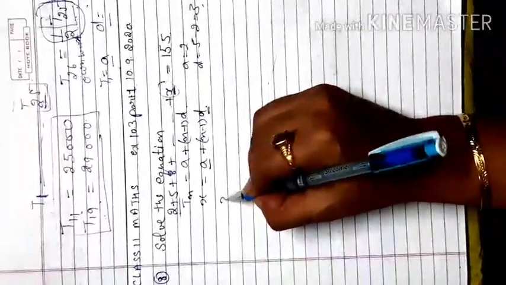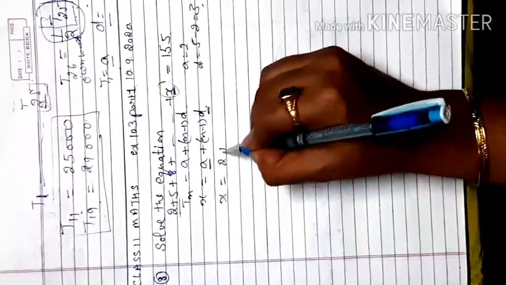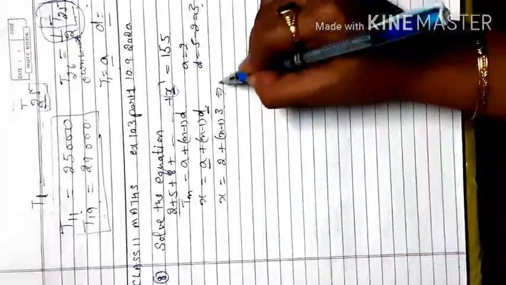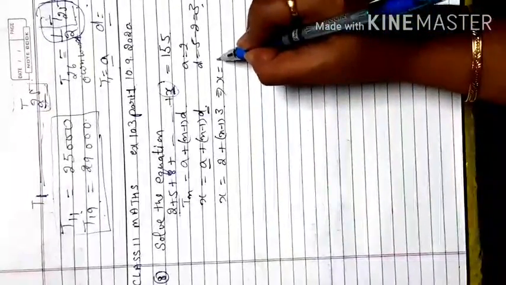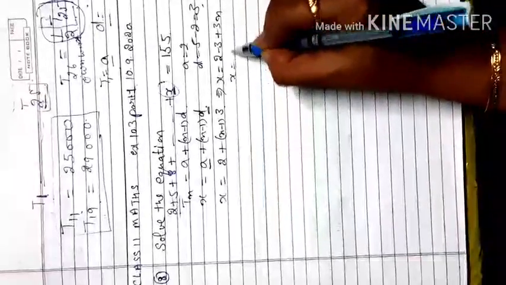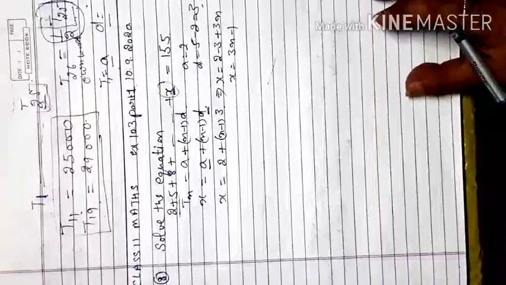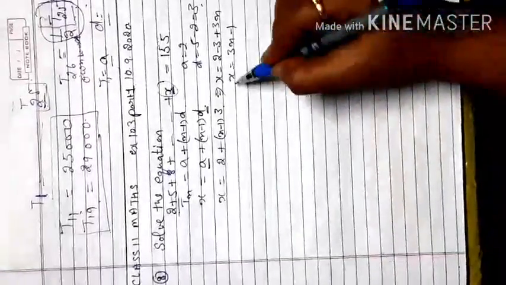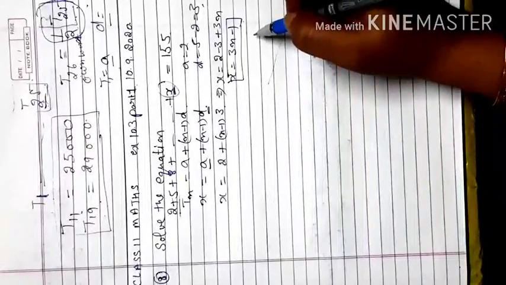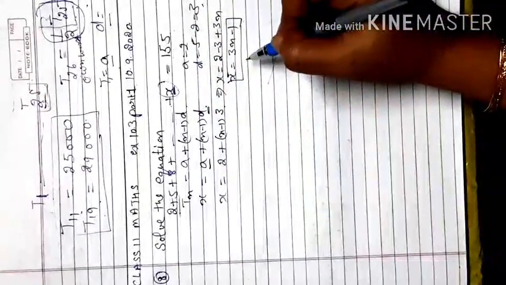So I apply it here: x is equal to 2 + (n - 1) × 3. If you open this, x is equal to 2 - 3 + 3n. Ultimately x is equal to 3n - 1. That means if we get the n value, we can easily get the x value. So what we will do, we have been given that the sum of these terms is equal to 155.